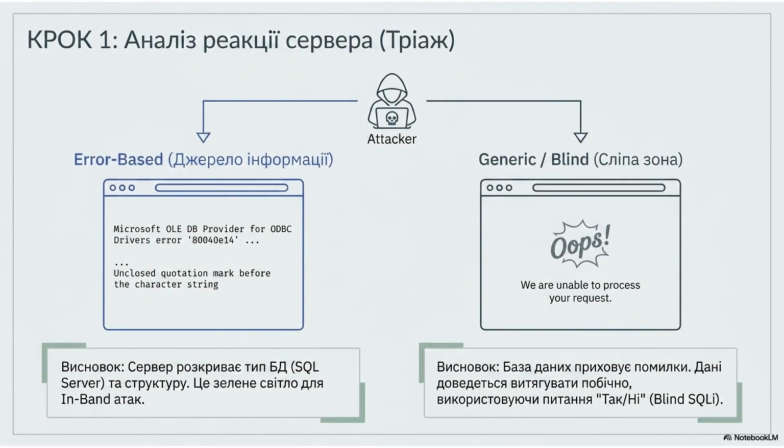Next, the attacker performs a triage by analyzing the server's response. Error-based responses reveal database types and structures, signaling an opportunity for in-band attacks. Conversely, if the server hides errors, attackers use blind SQL techniques to extract data indirectly.